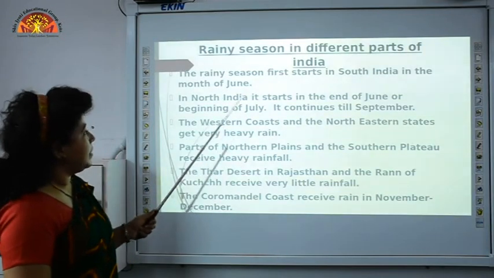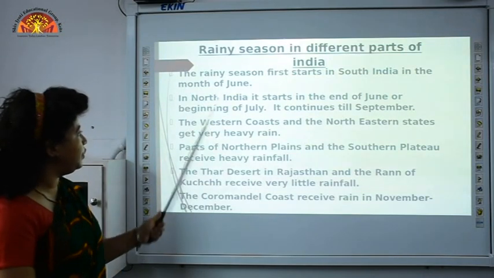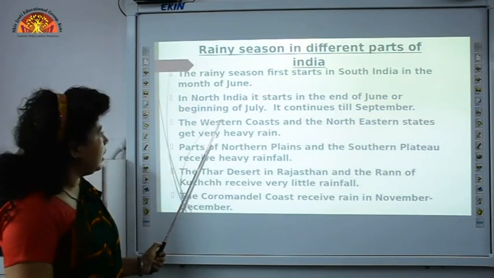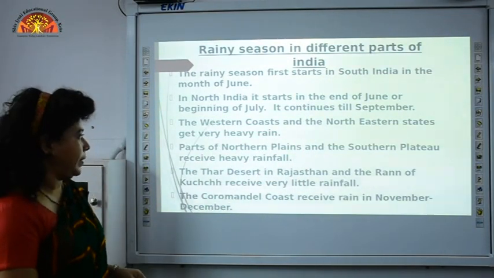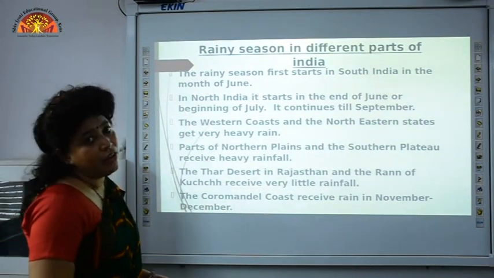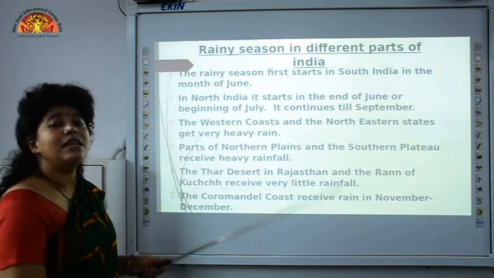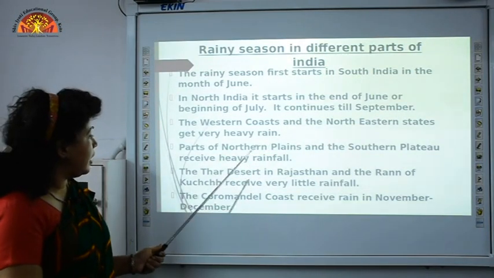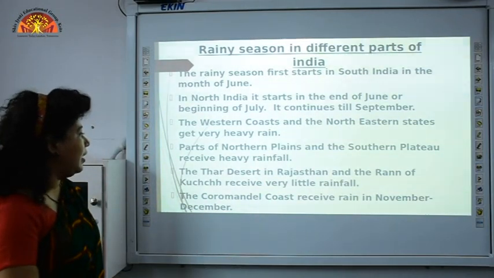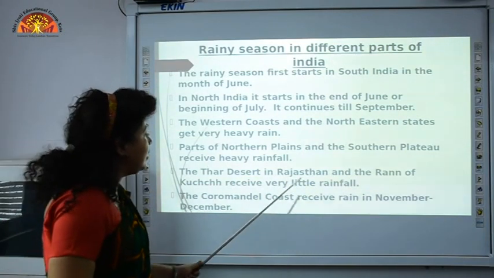Rainy season in different parts of India. The rainy season first starts in South India in the month of June. In North India, it starts in the end of June or beginning of July and continues till September. The western coast and northeastern states get very heavy rain. You must have heard of Mawsynram and Cherrapunji, where you get extremely high rainfall. Parts of northern plains and southern plateau receive heavy rainfall. The Thar desert in Rajasthan and the Rann of Kutch receive very little rainfall.